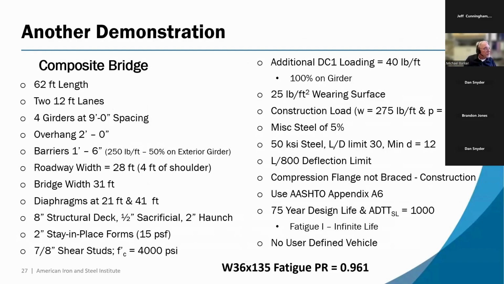Then, of course, I have to show a composite example. Here's one, 62-foot long, pretty much the same bridge, except I have a little wider spacing because it's composite. Little bigger overhang, barriers, roadway width still 28 foot, bridge width 31 foot, but I have an 8-inch structural depth. I have a 1/2-inch sacrificial surface on that, and I have a 2-inch haunch from the top of the web to the bottom of the deck. I'm using 2-inch stay-in-place forms, which weigh 15 pounds per square foot, and I'm going to use 7/8-inch shear studs.